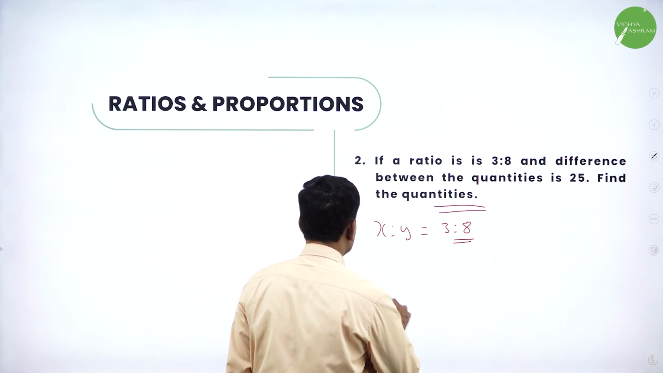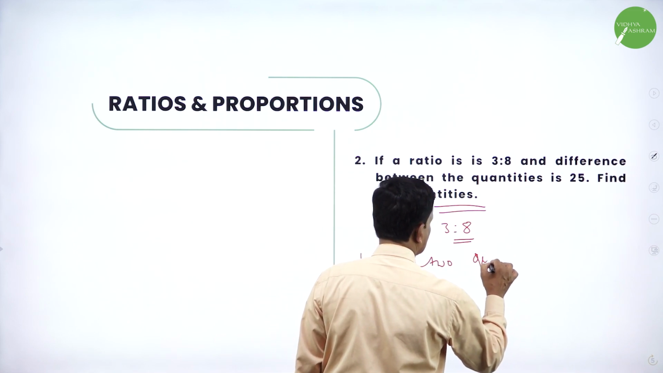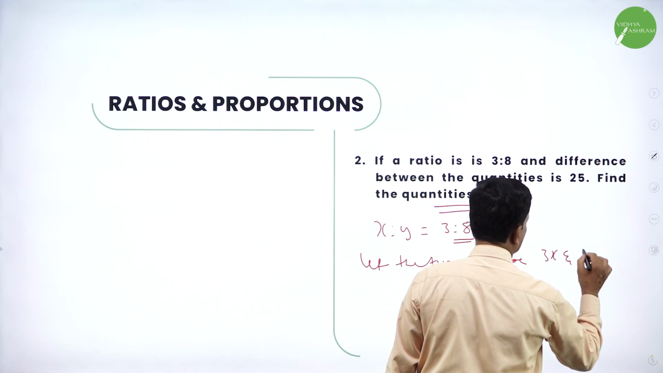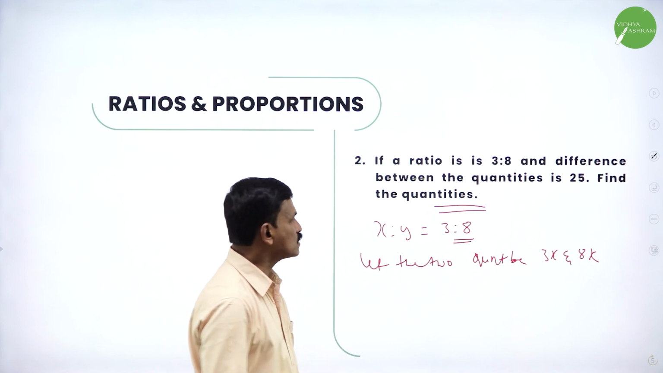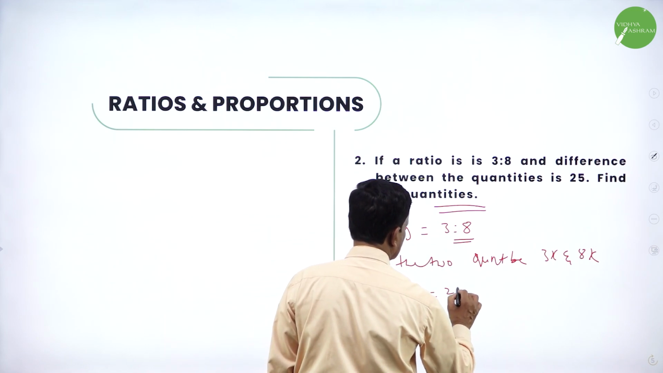Now, let us consider the two numbers. Let the two quantities be 3x and 8x. What is given? The difference between these two quantities is 25.